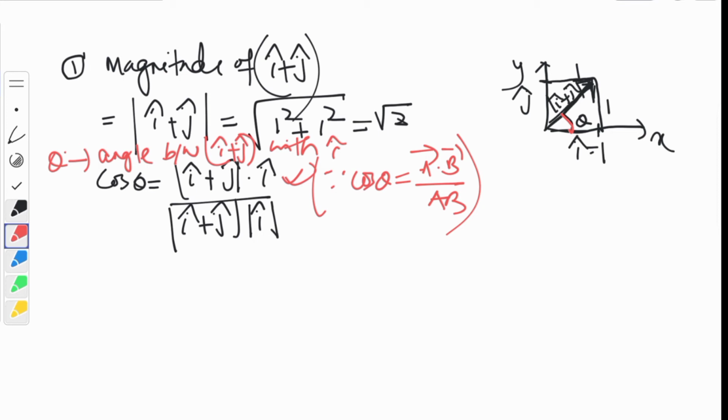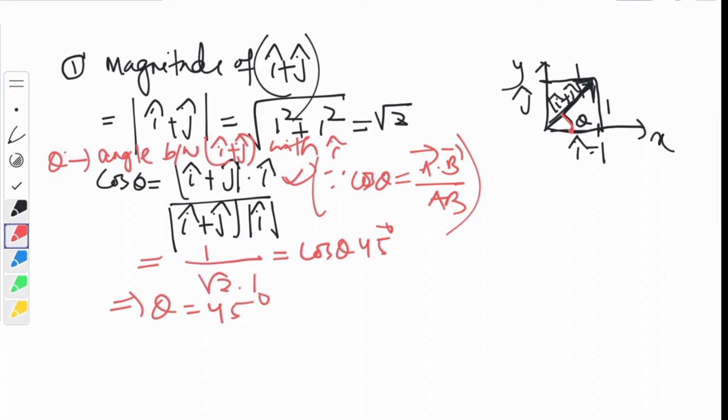See children, let me complete this, then I'll tell you more about this. All these are unit vectors, so we'll write 1 over here. Then the modulus of i plus j is again root 2, and again 1. So finally we are getting 1 by root 2. 1 by root 2 means cos 45 degree. Cos 45 degree means theta is equal to 45 degree. Clear children? Theta is equal to 45 degree. Done. Direction we got.